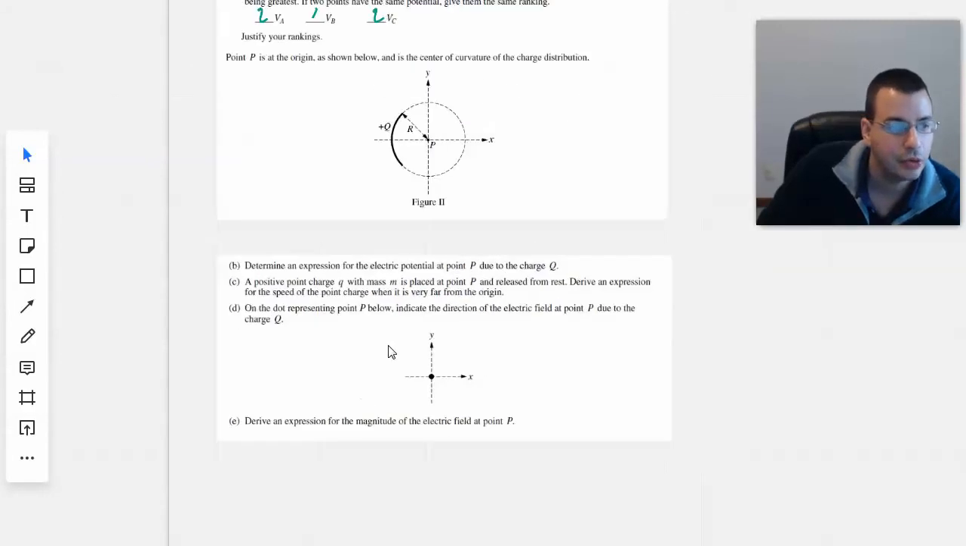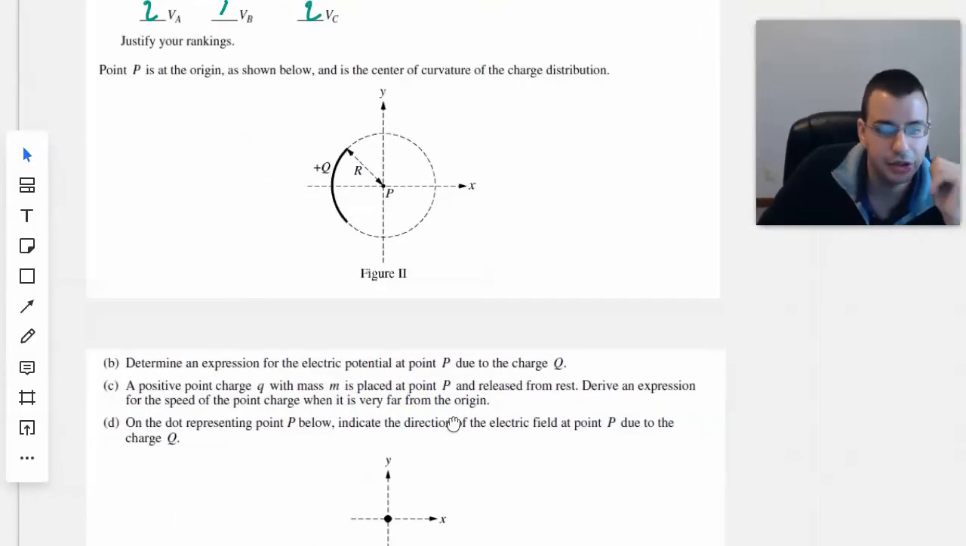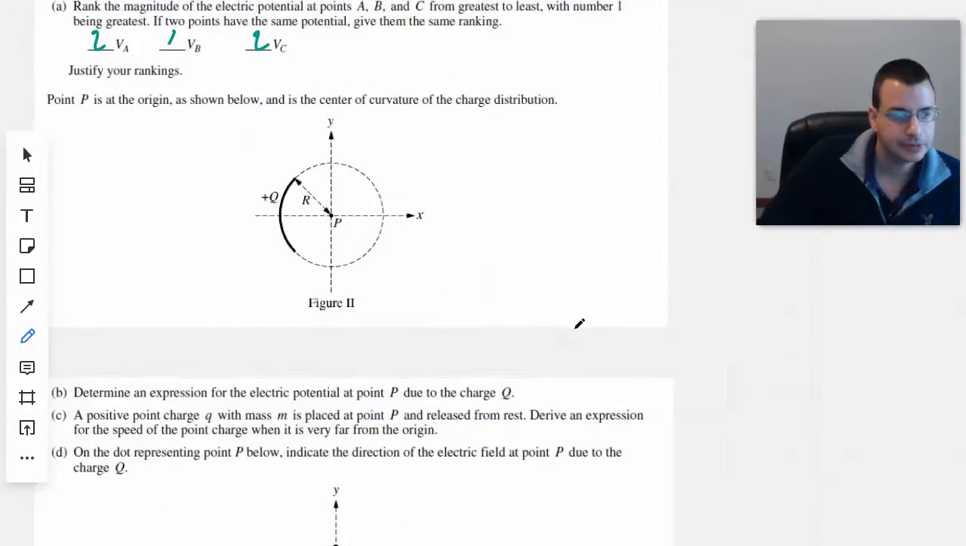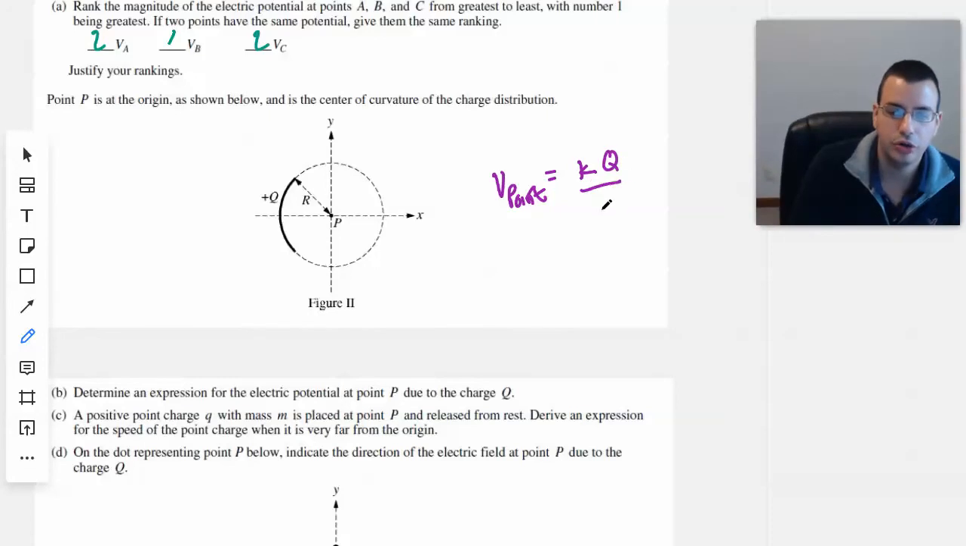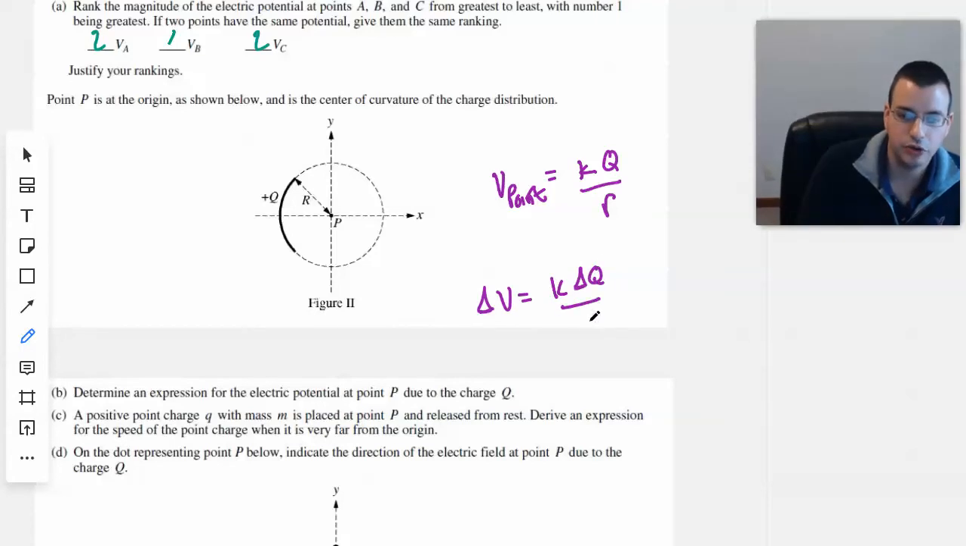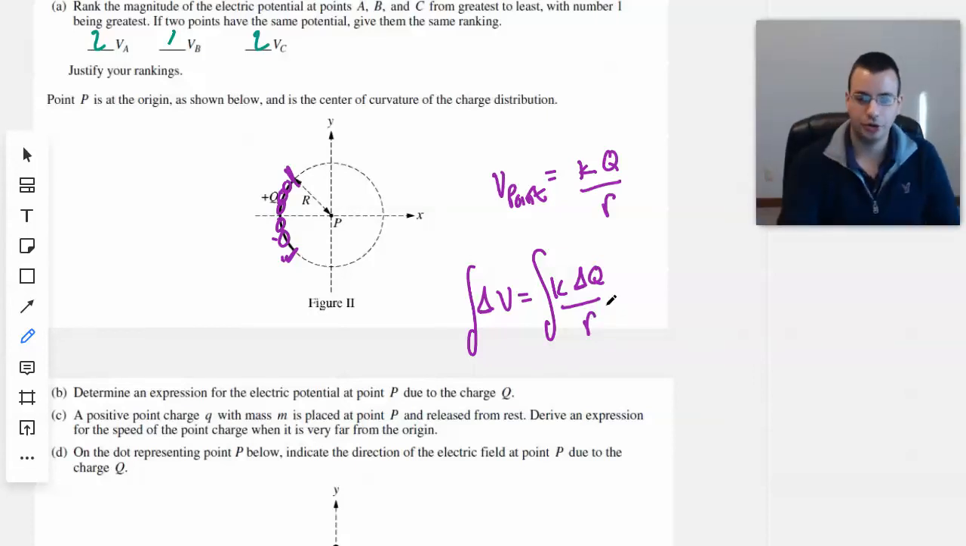Okay. So now, determine an expression for the electric potential at point P due to charge Q. Okay? So we know the equation for a point charge. Voltage for a point charge equals K Q over R. So for a small amount of voltage, we would have K, a small amount of Q, over R. We'll integrate over the whole thing, from start to end. So we integrate for every small point of Q along here to this point P, and then the end result would be our total voltage.